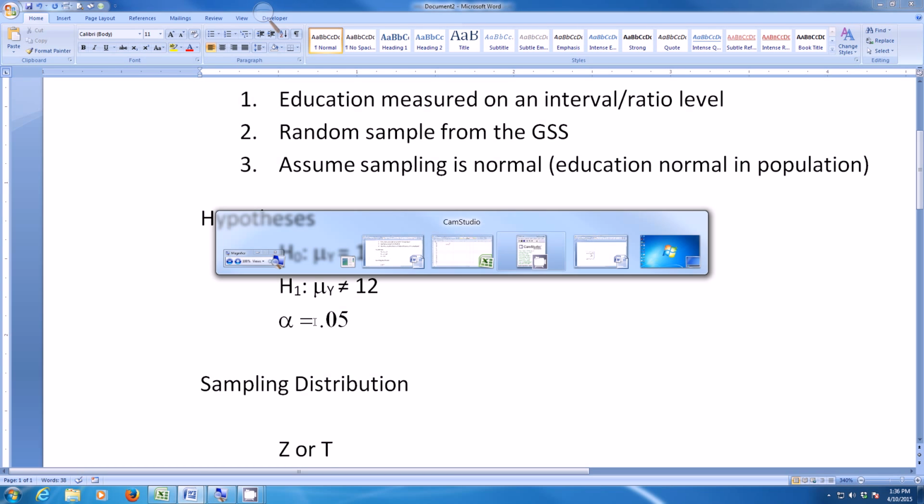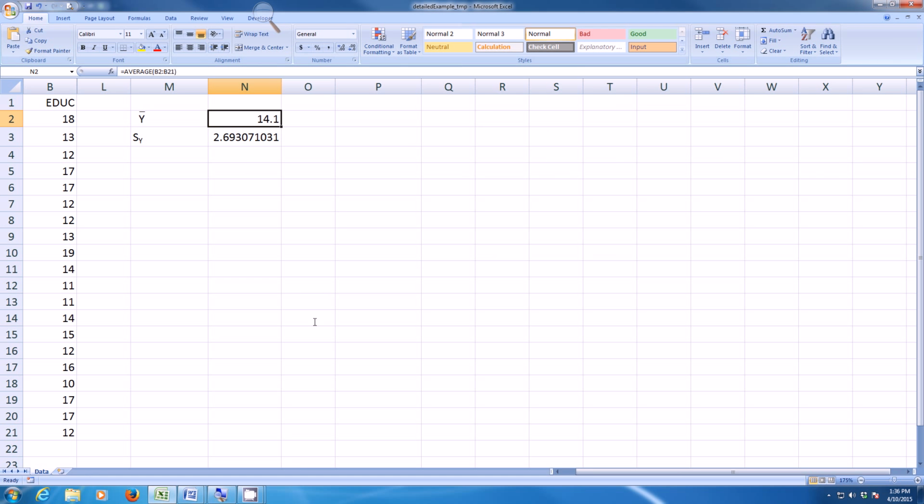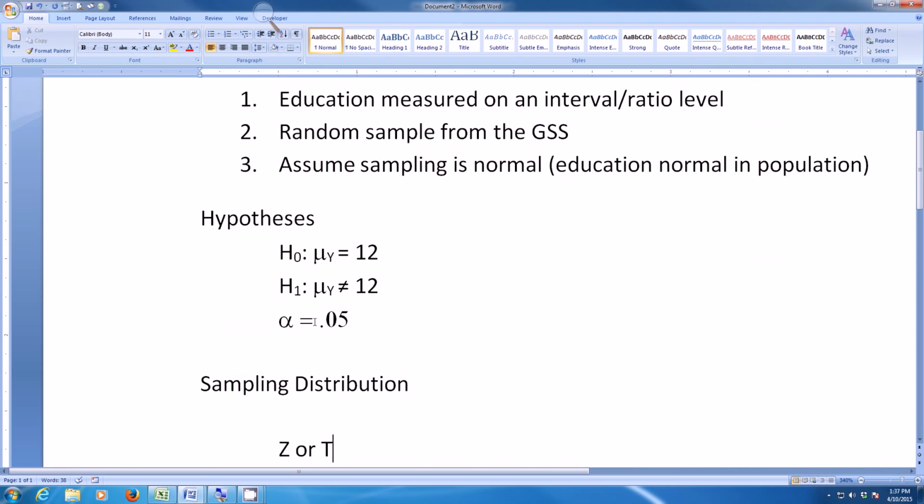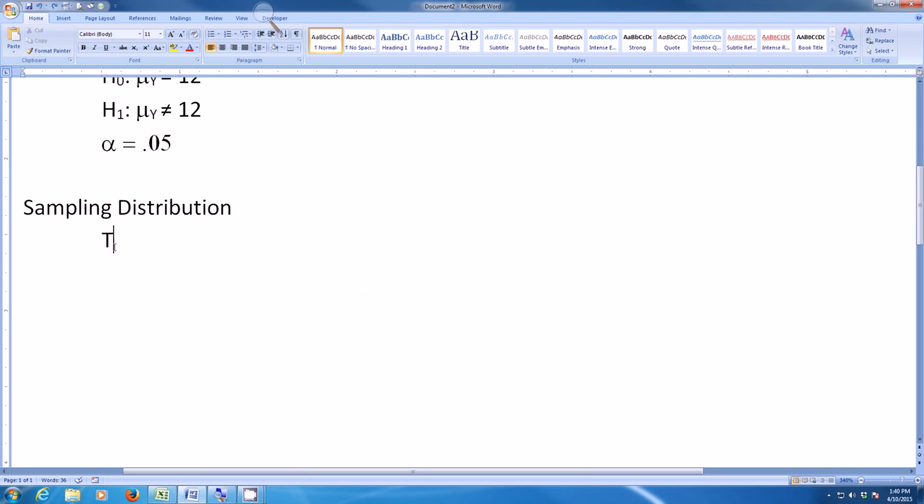And so going back to our original data set, we see here that we don't have the true population standard deviation. We only have the sample standard deviation. And so we have to estimate the true population standard deviation with the sample standard deviation. And that introduces more sampling error into our estimation. And so the appropriate choice in this case is the t distribution, not the z distribution, because the t distribution correctly takes into account the additional sampling error. And so we would have to choose the t-distribution rather than the z-distribution.